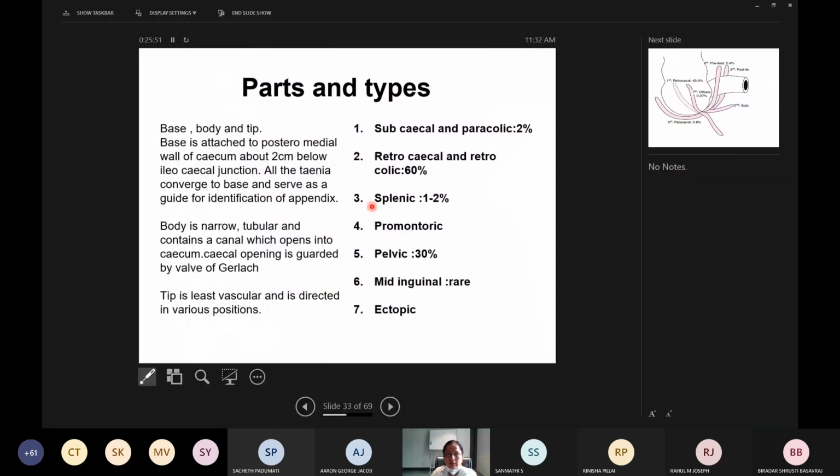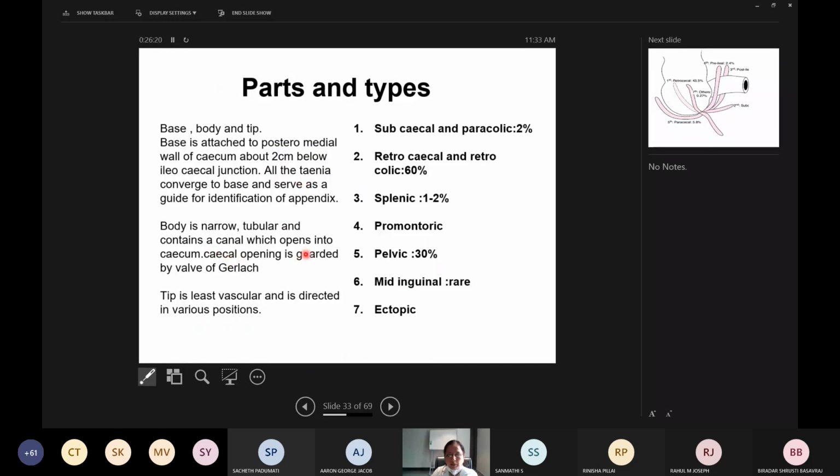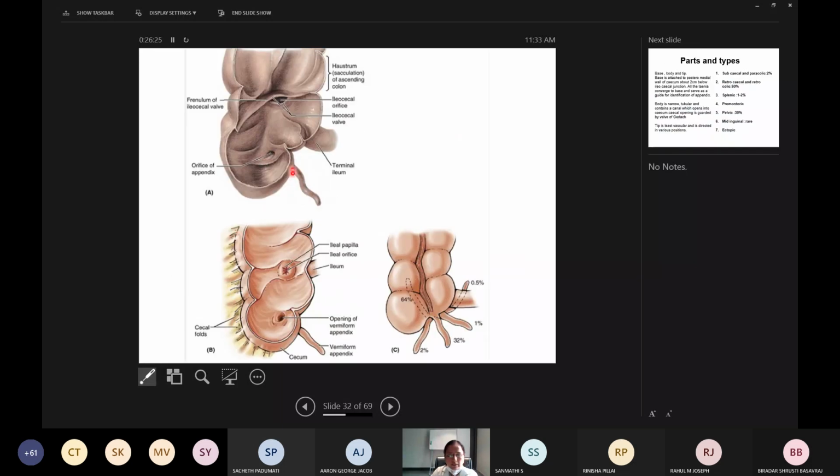Next, coming to the parts of the appendix and types of the appendix. It has a base, body and a tip. So where is the base? The base is attached to the posteromedial wall of the cecum, 2 centimeters below the ileocecal orifice, and it is guarded by a fold called the valve of Gerlach. That is the base. This is the body, which is narrow, tubular and has a canal, and which opens into the cecum. This is the opening of the appendix.